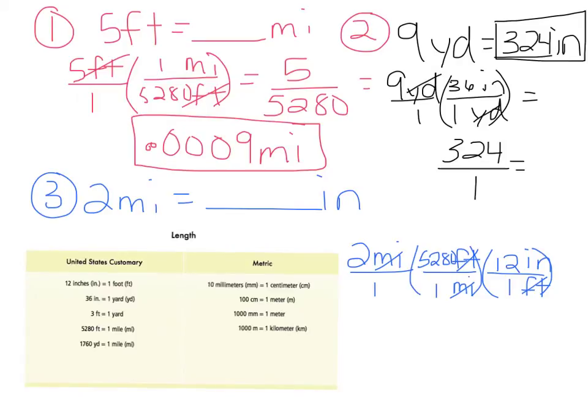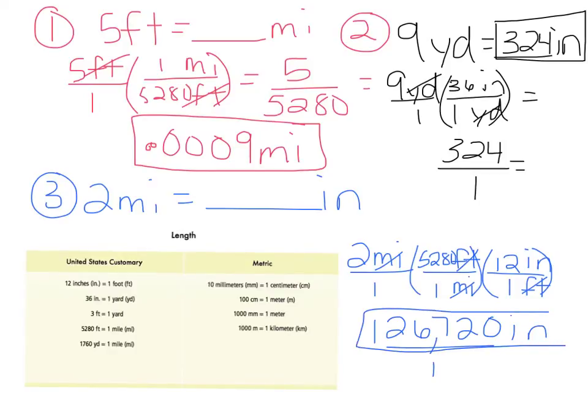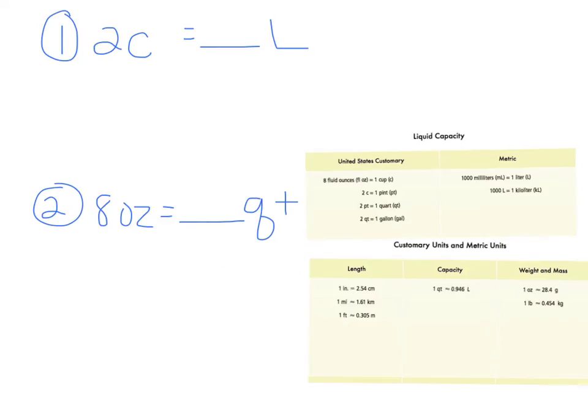Okay, and now if you just have three fractions, we take 2 times 5,280 times 12, and that gives you 126,720 over 1, which really you can just say 126,720 inches in 2 miles, which is a lot of inches. All right, 2 more problems here.